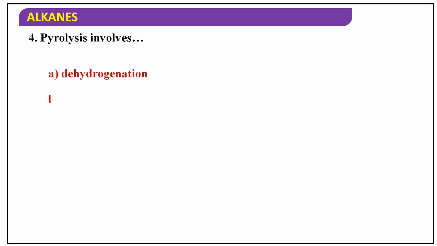Pyrolysis involves what? Just think about it and try to answer it. Just now we discussed pyrolysis is also called cracking, right? Dehydrogenation is removal of hydrogen only, but I think more importantly we'll go for cracking, not dehydrogenation. Pyrolysis involves even breaking of the chain. So option B will be correct, not C.